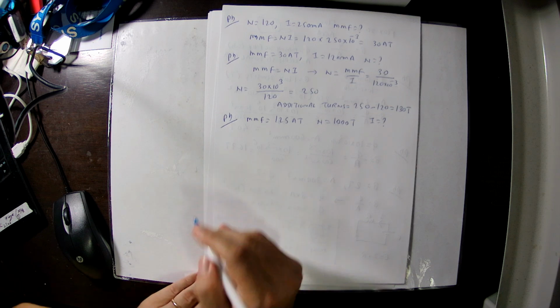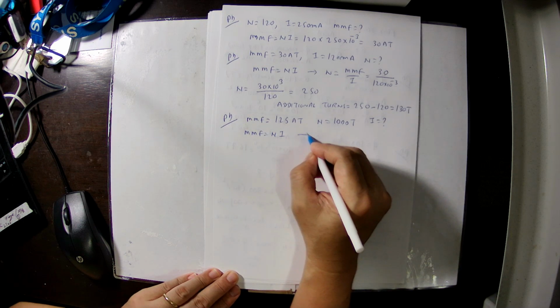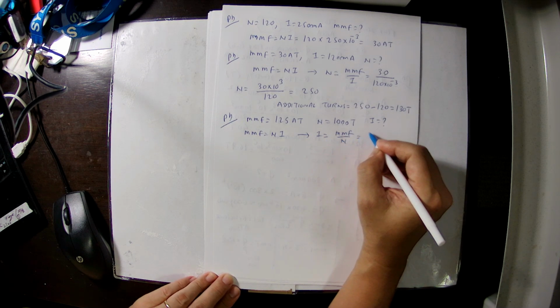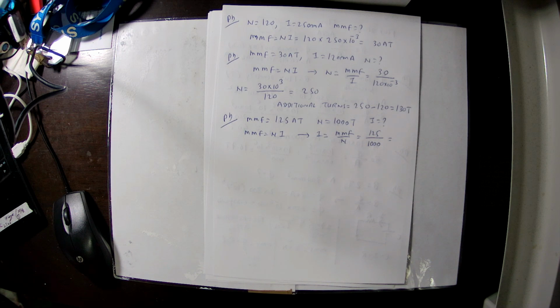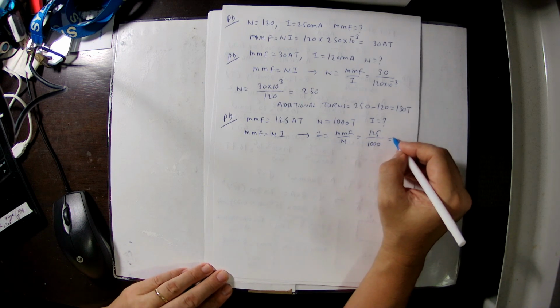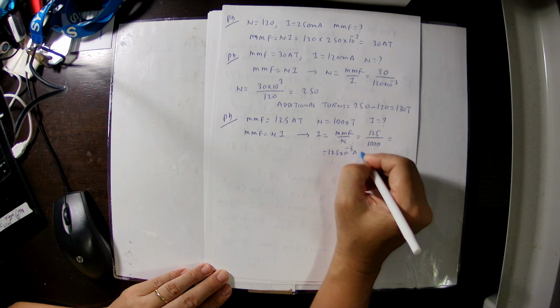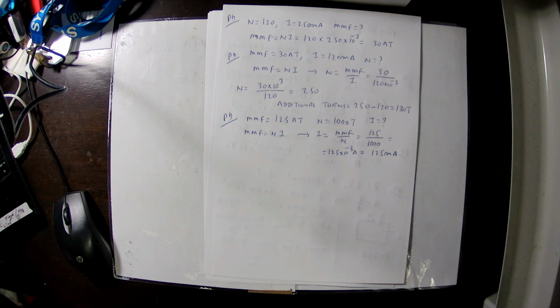We write down the equation: MMF equal to N multiplied by I. Then I can be calculated as MMF divided by N. MMF is 125, number of turns is 1000. So the current value is 125 into 10 power minus 3 ampere, or 125 milliampere. This amount of current needs to flow so that we can maintain the magnetomotive force.